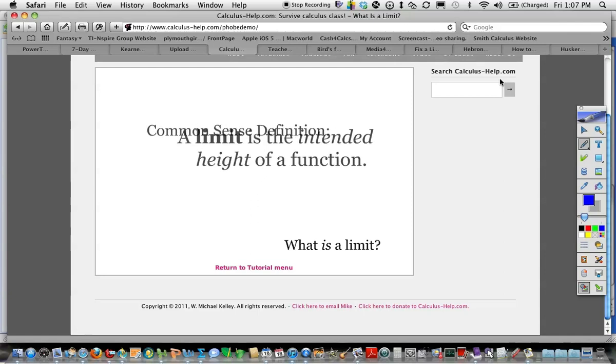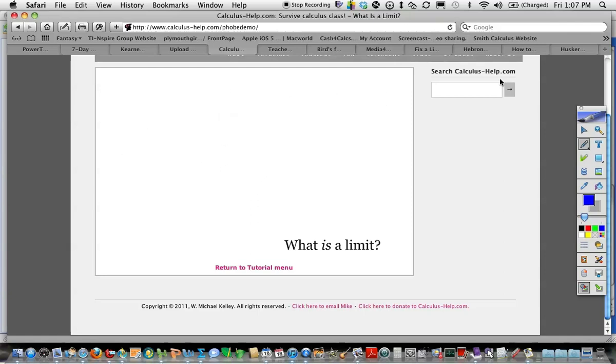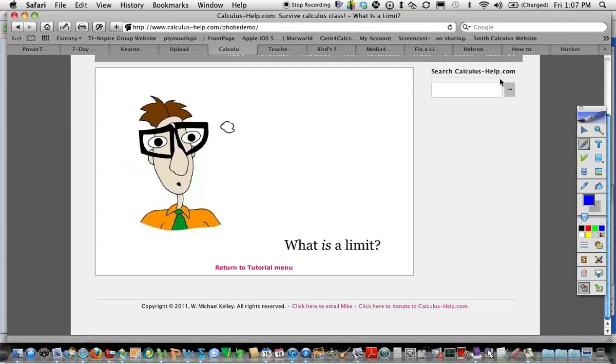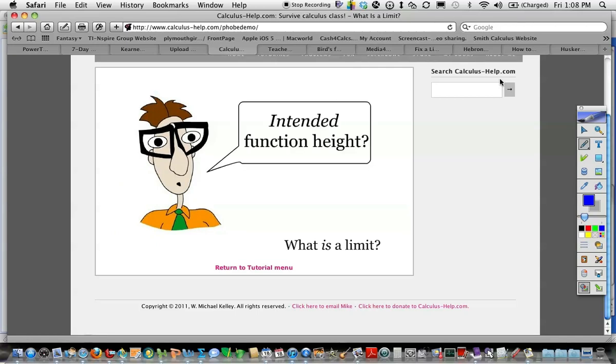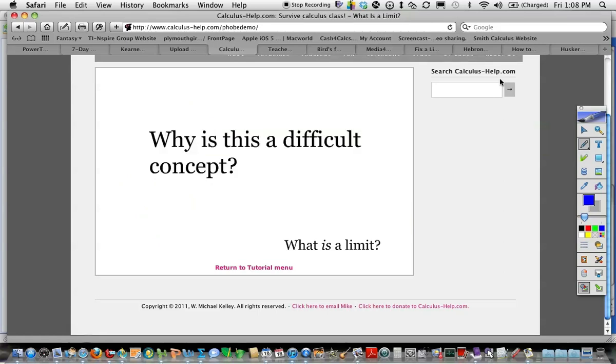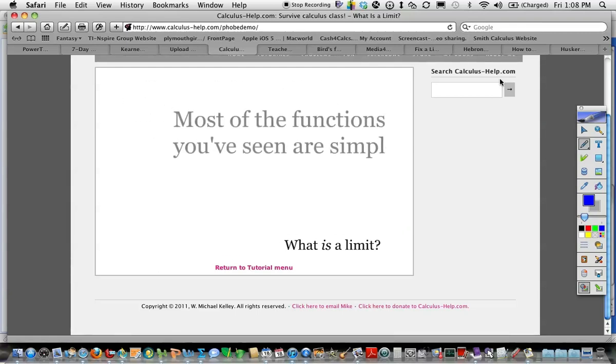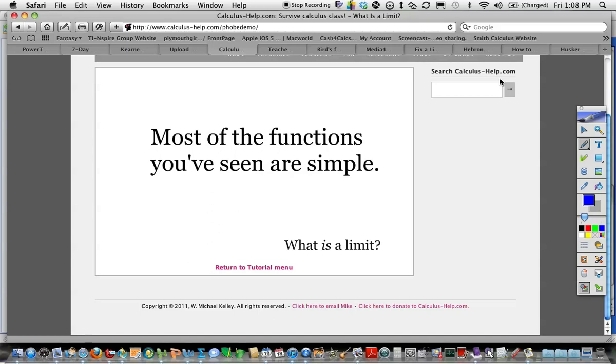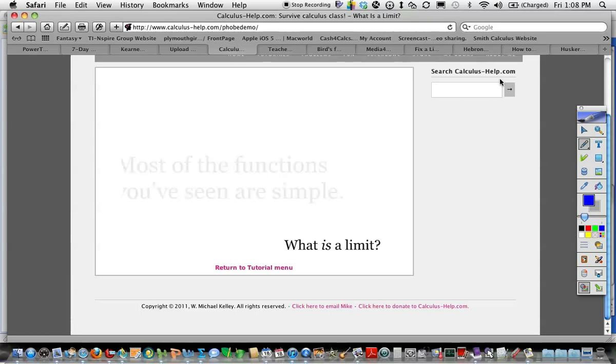Now this might give you pause. You might think, how am I supposed to know what height a function intends to reach? I don't even know what my intentions are most of the time. How am I supposed to discern the intentions of a function? That's a good question. And the fact that you don't understand exactly what I'm talking about is because all of the functions you've been dealing with, or at least most of them, have had their intentions completely clear.